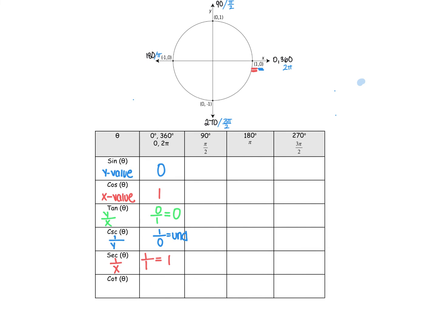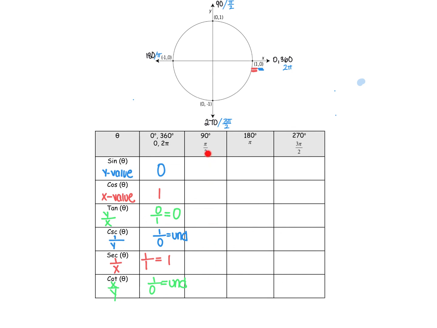And then the last one is cotangent. We know tangent and cotangent are reciprocals of each other, so the reciprocal would be x over y. The x value is 1 and the y value is 0. So 1 over 0, again 0 in the bottom, would make this undefined. All right, let's see if we can do the next column together.